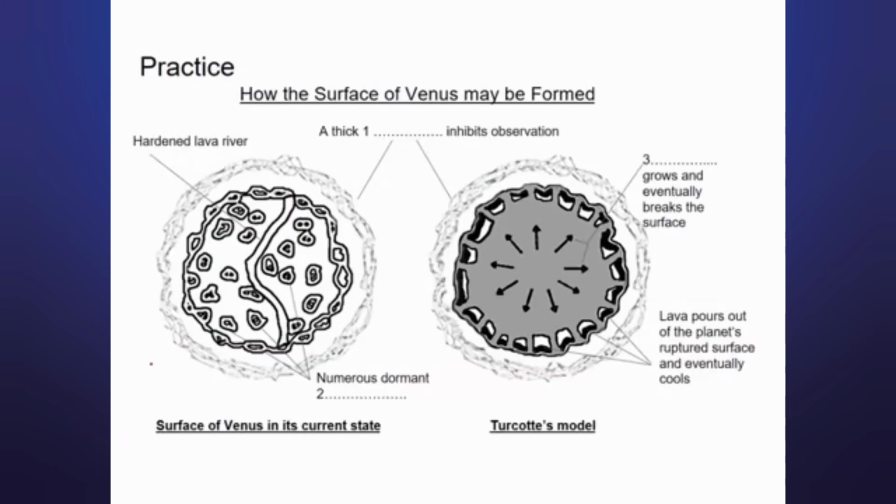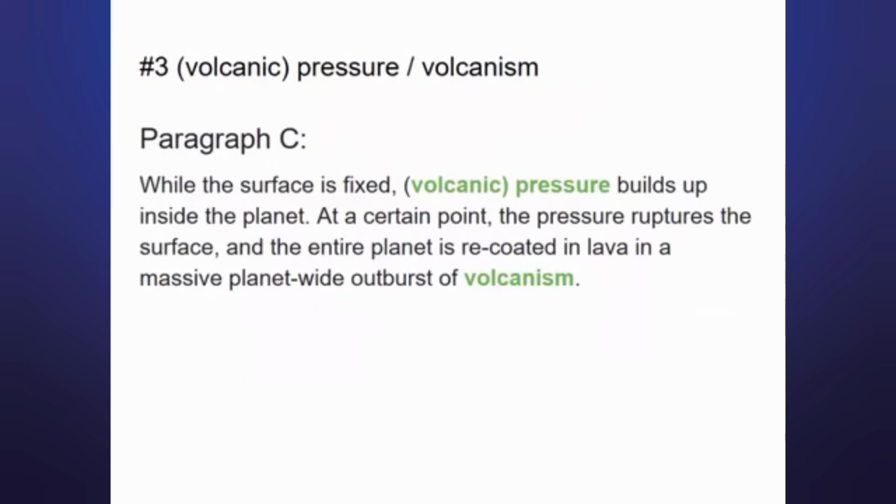Okay, now the answer choice 3 asks us to think about Turcotte's model, and that we get in the next paragraph. Something grows and eventually breaks the surface. Okay, breaks through the surface of Venus. What's described that grows quite a bit, and then eventually causes the surface of Venus to break? All right, well, in the passage, we get that paraphrased here. While the surface is fixed, okay, it's not changing, it's not moving or doing anything, right? Volcanic pressure builds up inside the planet. Those arrows on the visual represent pressure pushing up against the surface of Venus. That's what's described here in paragraph C of the passage.